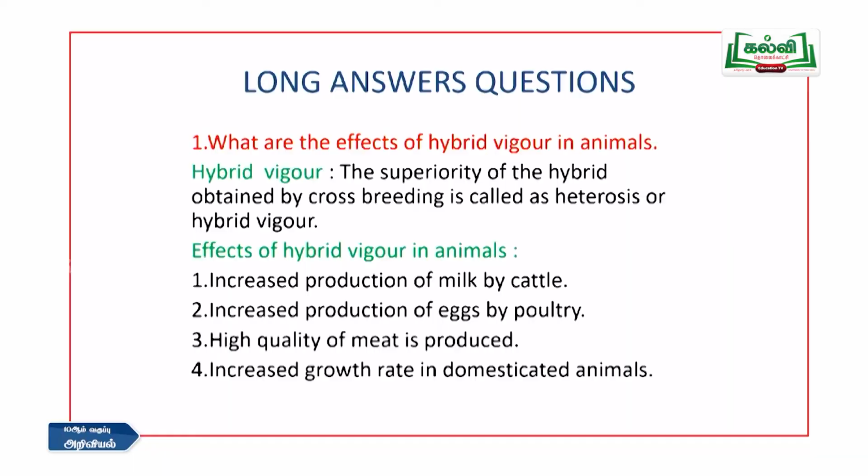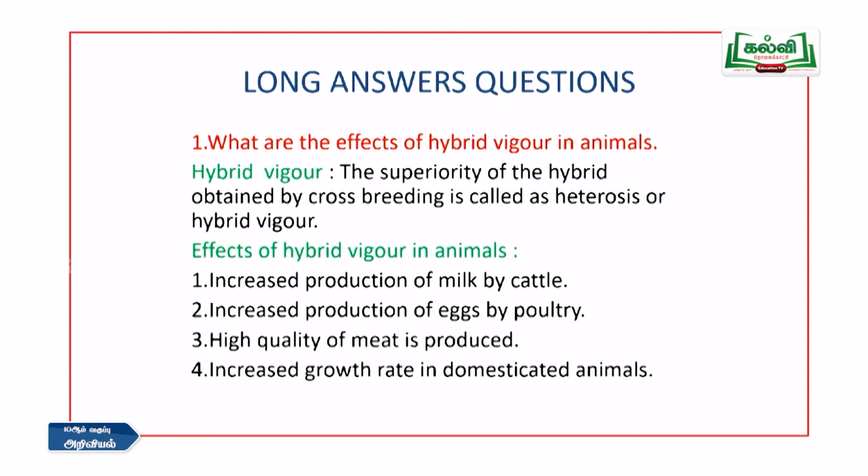First one, what are the effects of hybrid vigor in animals? Hybrid vigor: the superiority of the hybrid obtained by crossbreeding is called heterosis or hybrid vigor. Effects of hybrid vigor in animals. You want to write 4 points. Point number 1, increased production of milk by cattle. Point number 2, increased production of eggs by poultry.